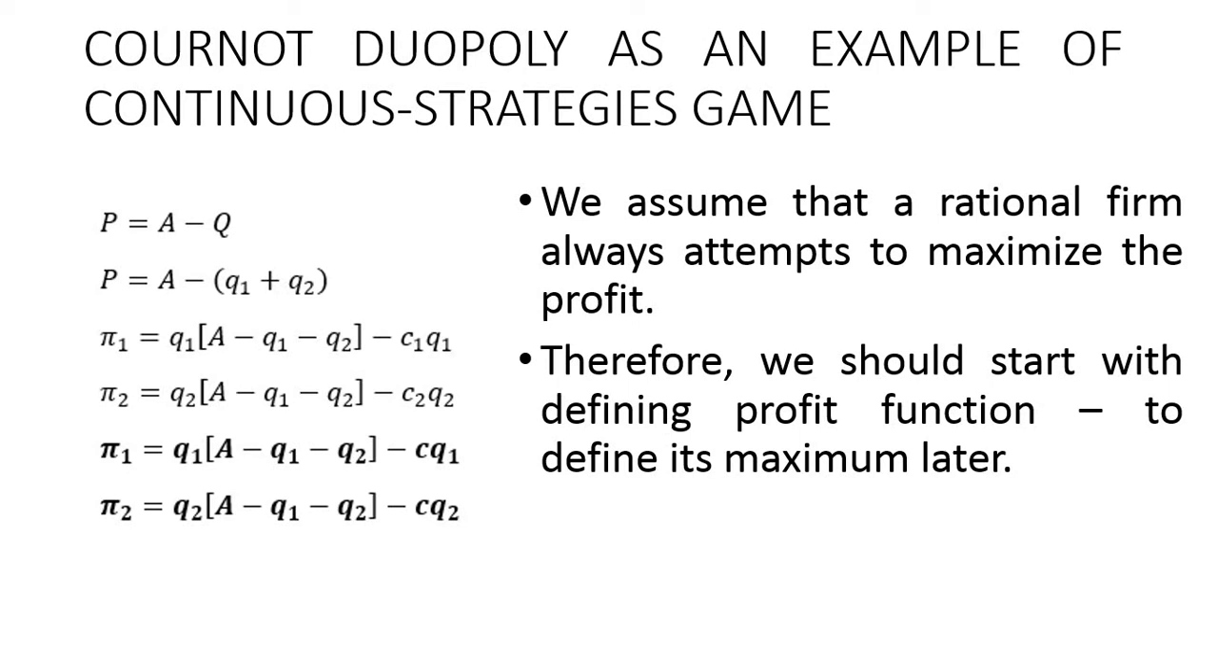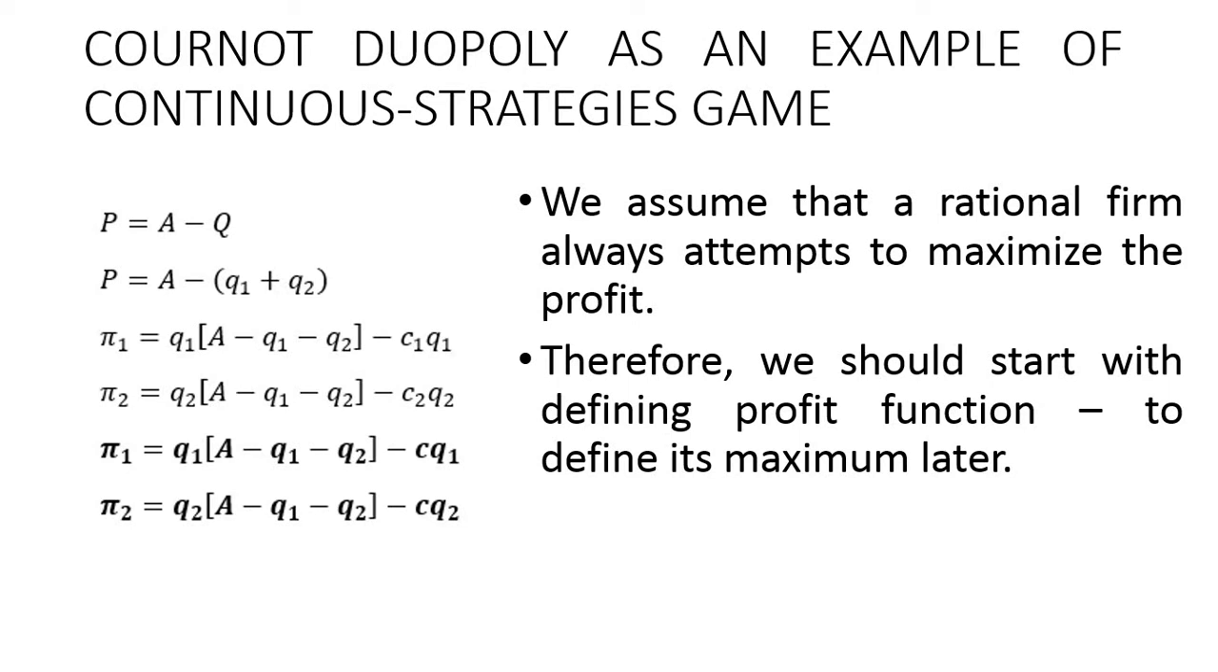Profit in general can be calculated as the difference between total revenue and total cost. Total revenue is calculated as the product of price and quantity. So for the first firm, profit is calculated as Q1 times market price minus total cost, again the product of C1 and Q1. For the second firm, profit is calculated as Q2 times market price minus C2 times Q2.